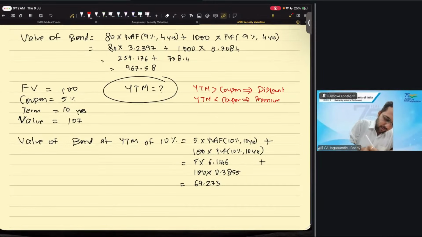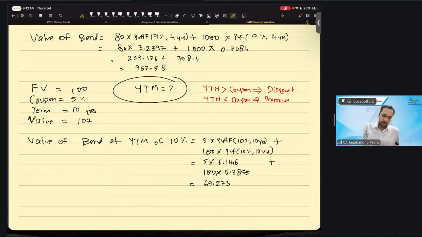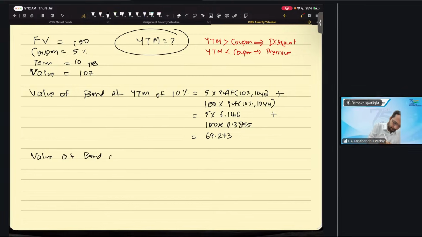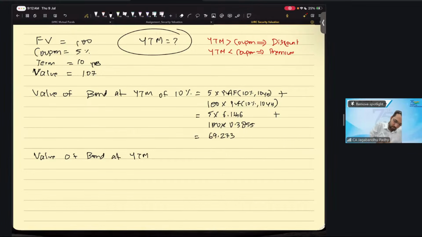Now, since this bond is trading at a premium, the YTM is definitely going to be less than 5%, or less than the coupon rate. YTM is going to be less than the coupon rate. So let's try to compute the value of the bond at YTM of 3%.